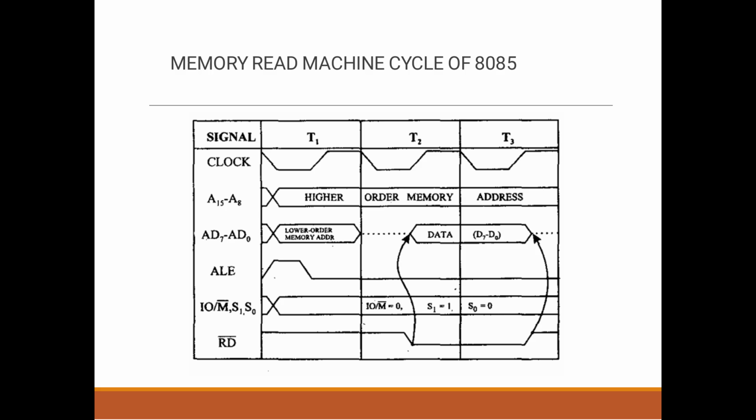memory address, and in the T2 and T3 states they contain the data. ALE, address latch enable, is active high in the T1 state, and in the T2 and T3 states it is active low. IO/M bar is equal to 0, S1 is equal to 1 and S0 is equal to 0. At the same condition, read bar is active high in the T1 state, and active low in the T2 and T3 states.